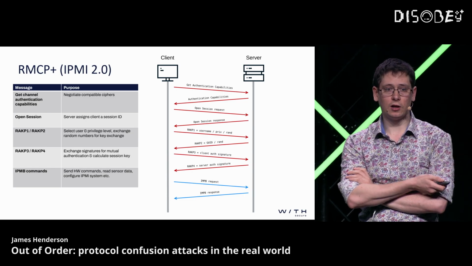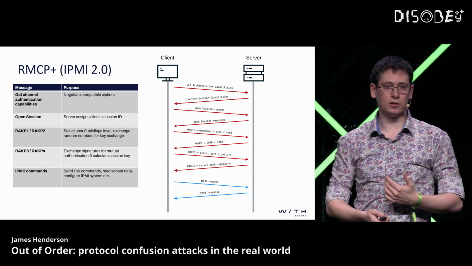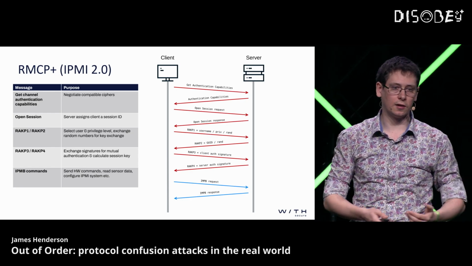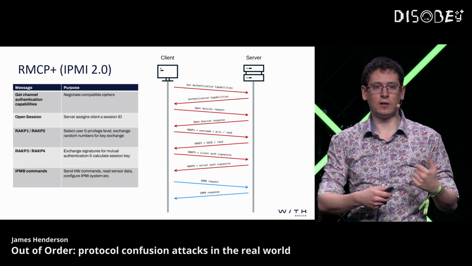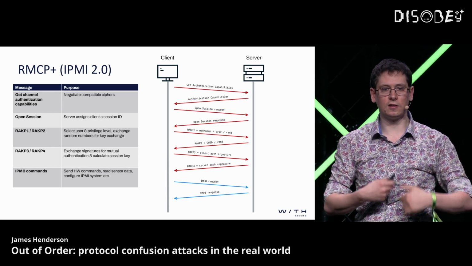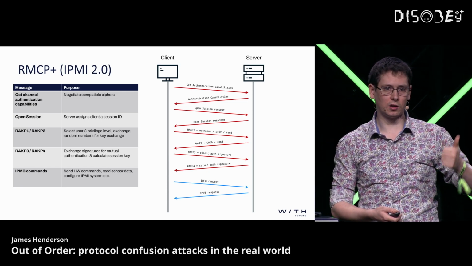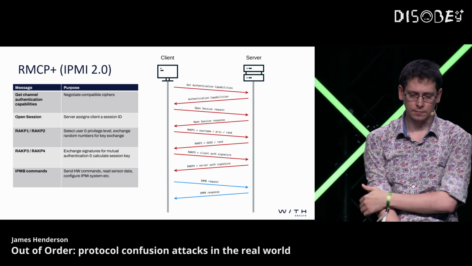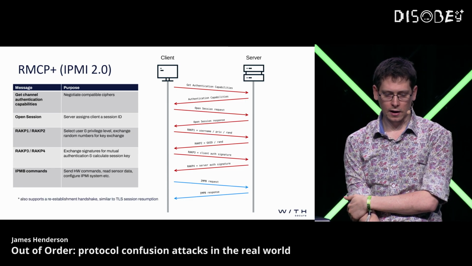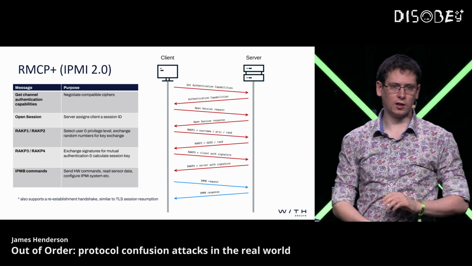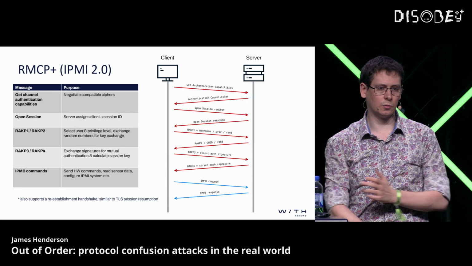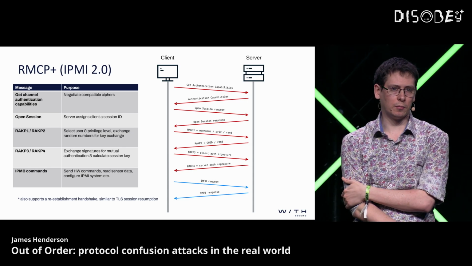So they communicate via IPMB messages, and IPMB messages just encapsulate those commands we saw earlier. So again, turn off the computer is an IPMB message. Read sensor data is an IPMB message. And an IPMB response would be, I have turned off the computer, or here is your temperature. It also supports a kind of secondary handshake, a bit like TLS session resumption for those of you that know it, but it's not that important to us at the moment.